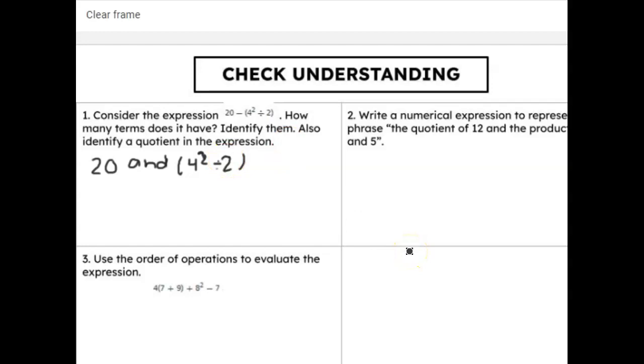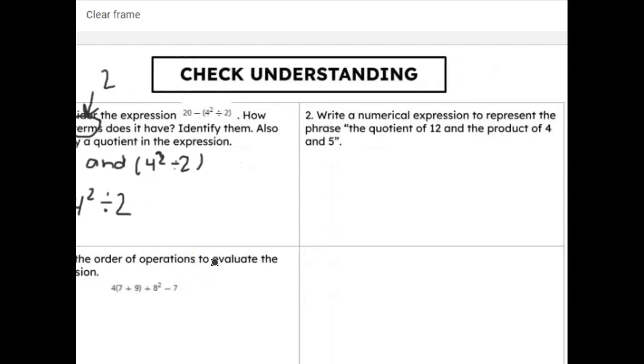Identify them. Okay, we did that. Also, identify a quotient in the expression. Quotient means what we're dividing. I didn't answer this part. So for terms, we have 2. We identified them right here. And our quotient is 4 squared divided by 2, because the quotient means division. So that was 3 steps in that problem.